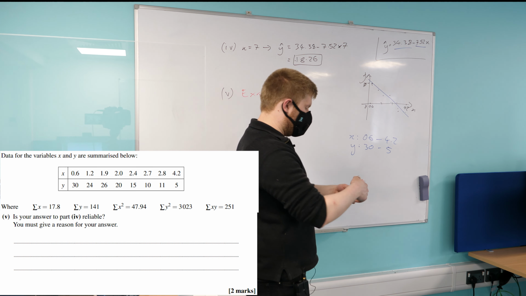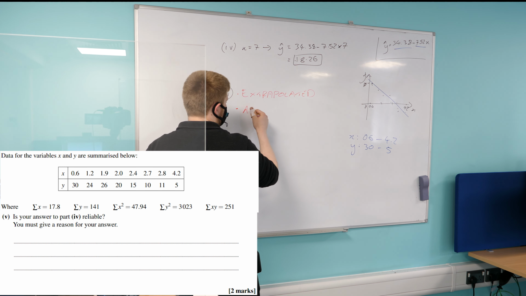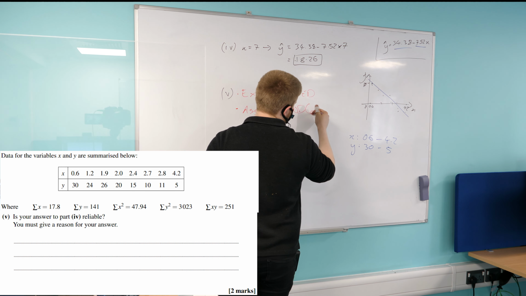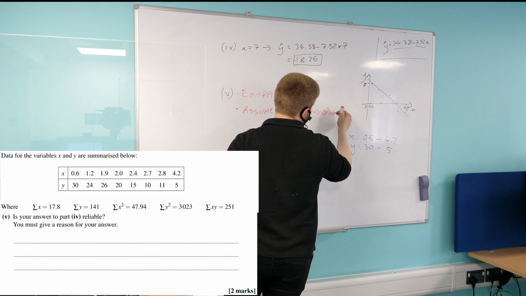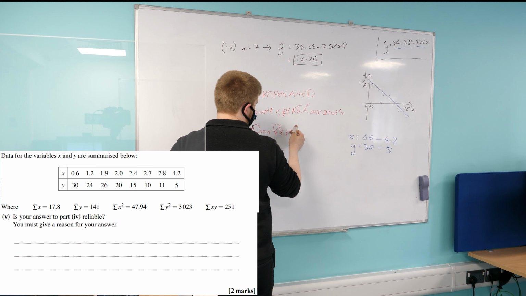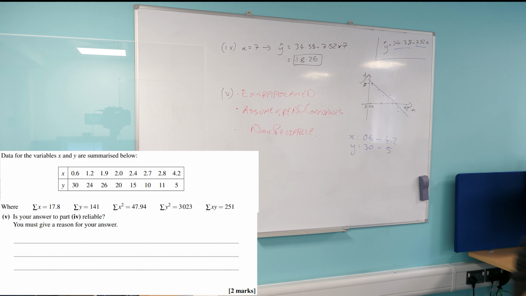So if you put all those things down, I'll just write down the key words there. So extrapolated, we assume the trend continues. So therefore, it's not reliable. Obviously, put this into a nice sentence for me, but I'm not going to write that on the board. As long as you've got those key words down there, so you're saying it's an extrapolated value, and that the trend is assumed to continue outside the given range, therefore it's not reliable, you should get 2 marks.